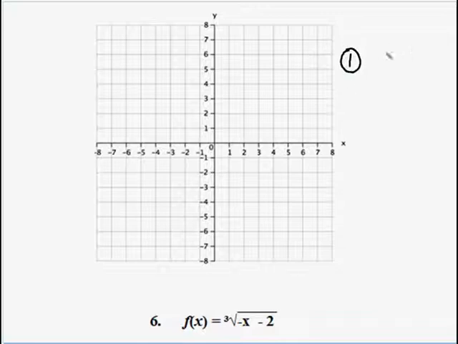Let's see here. Number 1, we do anything vertical. Horizontal. Anything left or right. So horizontal shifting comes first. Number 2, any stretch or shrink.